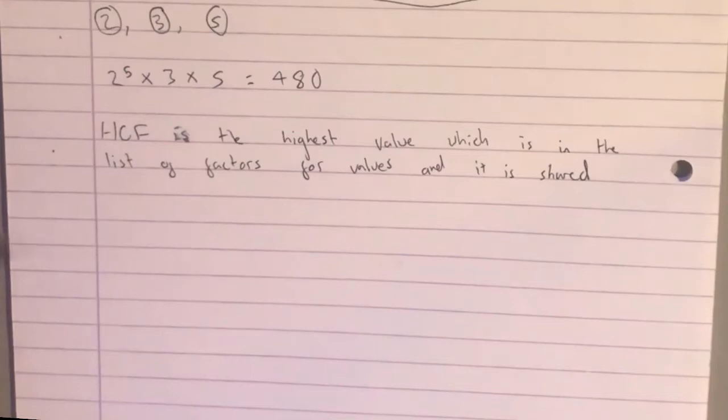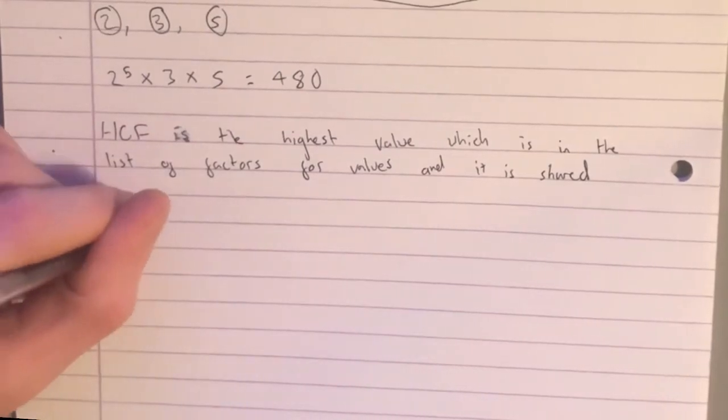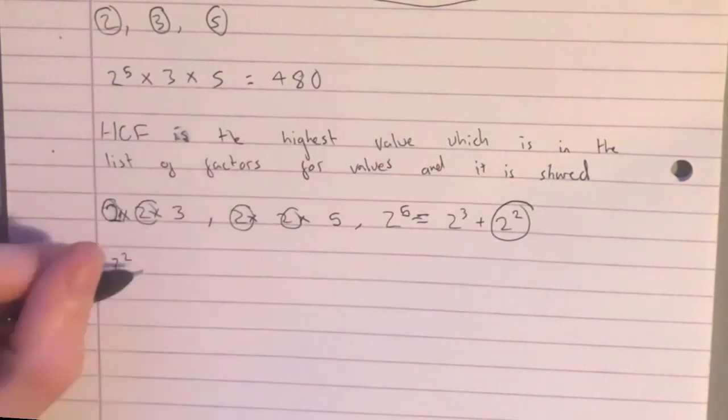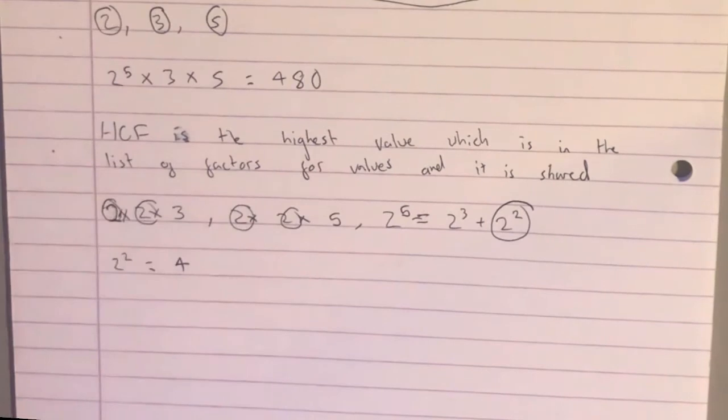So let's use the same numbers again. So to start off with is 2. We can see that every list has 2 squared in it. Now 3 and 5 don't appear in every single list, so therefore they aren't counted. So we just end up with 2 squared, which is 4. So 4 is the highest common factor.